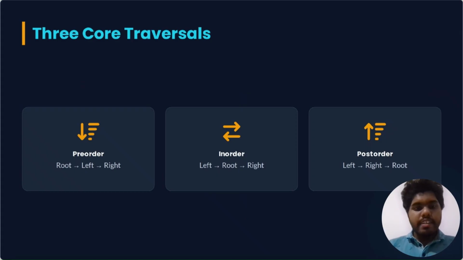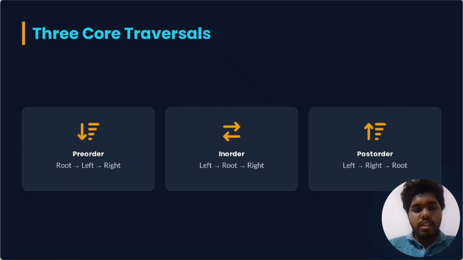When we flatten a tree into an array, we do it in one of three ways. First one is preorder. We visit the root first, then the left subtree, then the right. This is great for reconstruction because the first element is always the root.